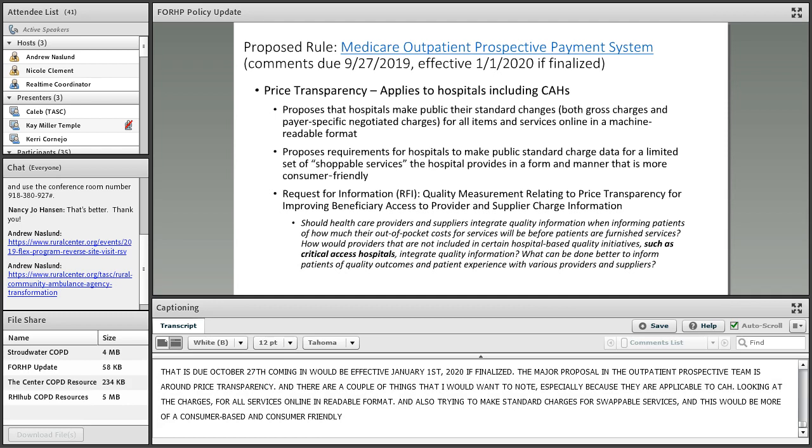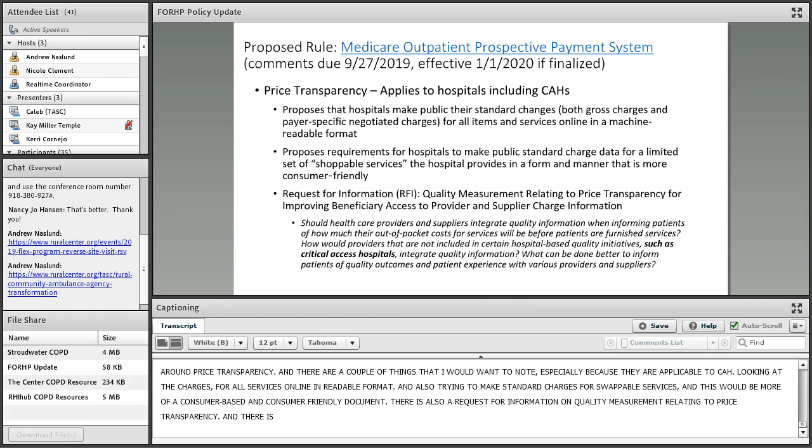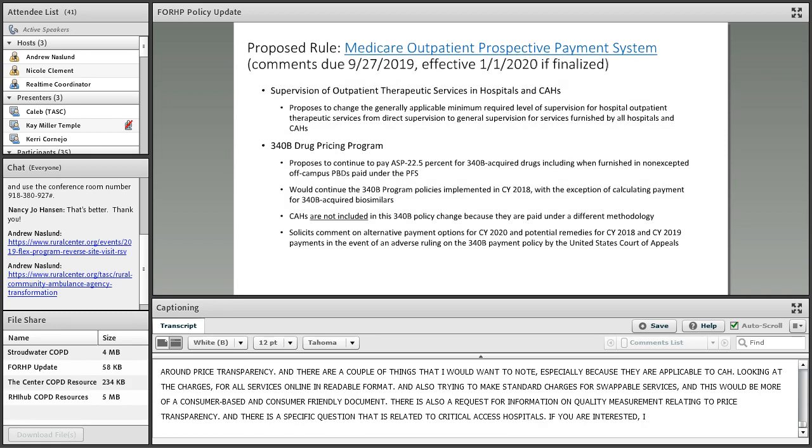There's also a request for information on quality measurement relating to price transparency, and there is a specific question there that's related to critical access hospitals. So if you're interested, I recommend you check that out there.